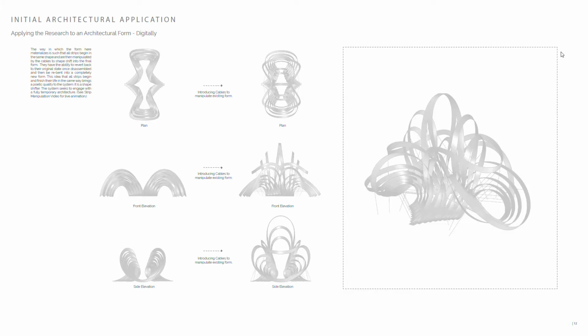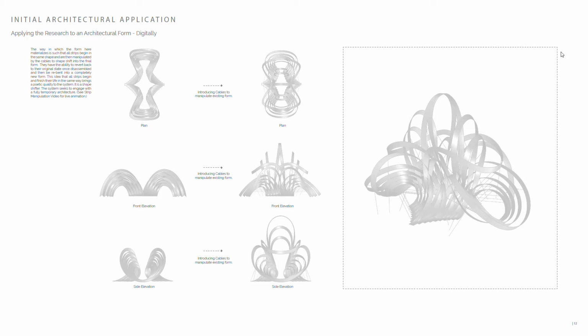The way in which the form here materializes is such that all strips begin in the same shape and are then manipulated by the cables to create the final form. They have the ability to revert back to their original state once disassembled and then be rebent into a completely new form. This idea that all strips begin and finish their life in the same way brings a poetic quality to the system. It's a shapeshifter.